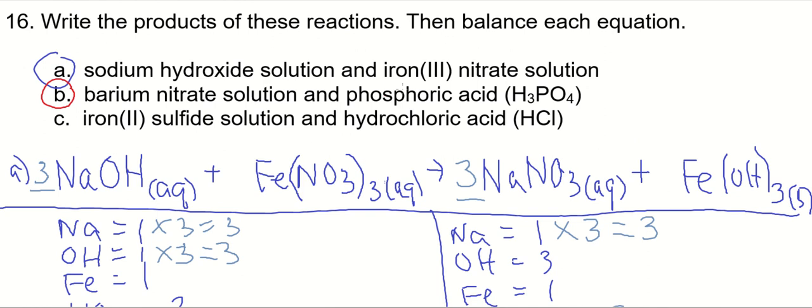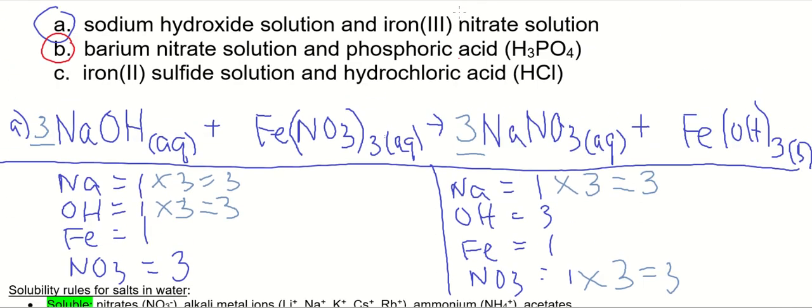Barium nitrate and phosphoric acid. We're doing B. So barium is a 2 positive charge, so I'm going to need parentheses around this nitrate. Let me show you the charges. 2 positive, and nitrate is a 1 negative polyatomic ion, so crisscross those, and that's how I get the 2 out here. All nitrates are soluble.